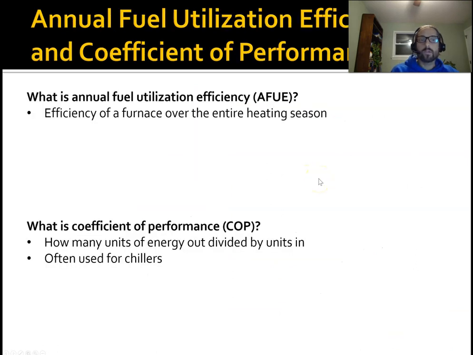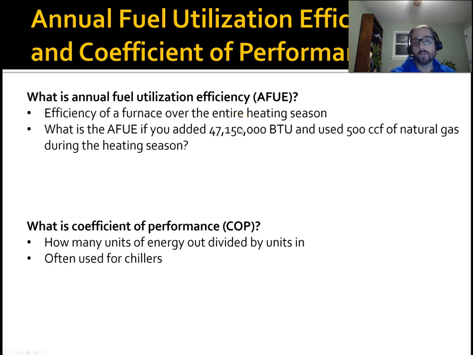So the two other efficiency metrics that you should know, number one is the annual fuel utilization efficiency, or AFUE. This is really common for furnaces. And then COP, or coefficient of performance, which is really common for chillers. They'll use it for other things too, but primarily chillers. So AFUE is really just efficiency over the course of a season. That's all it is, right?